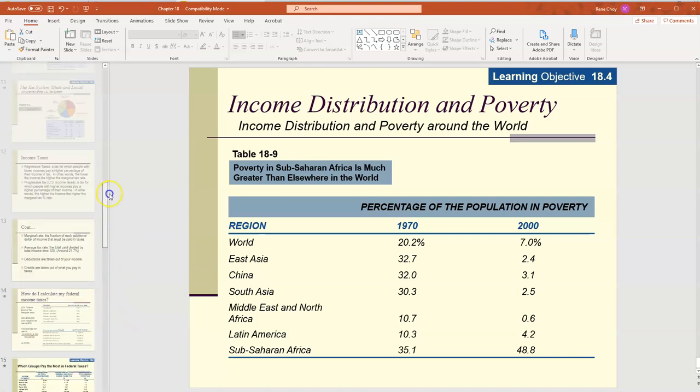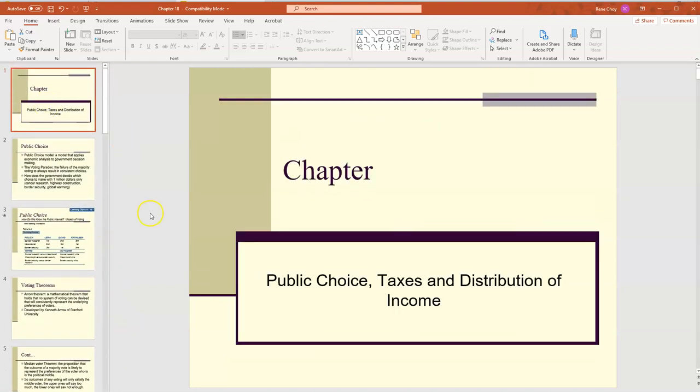All right. Hopefully, this chapter gave you a bit of an idea on the public choice model, taxes, and income distribution. I enjoyed the chapter.